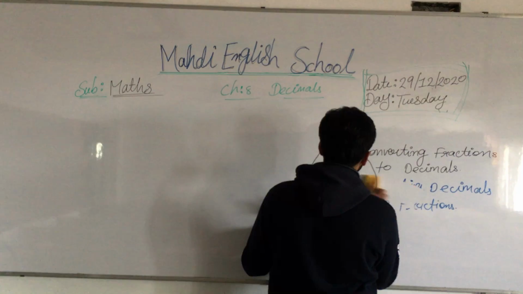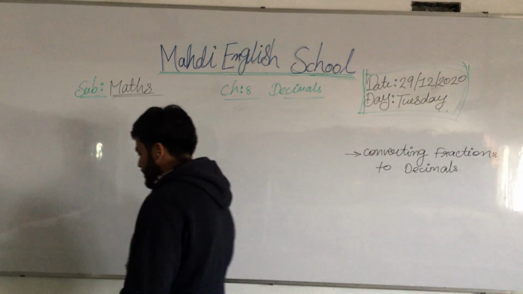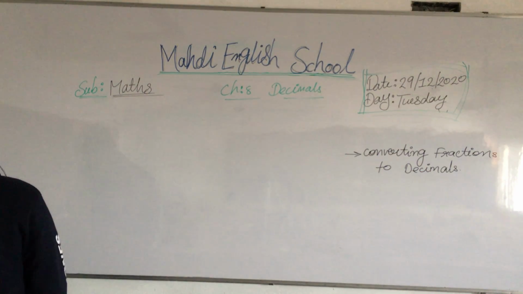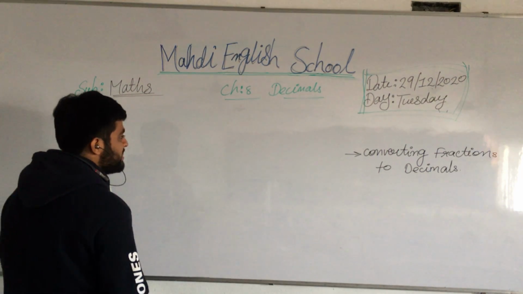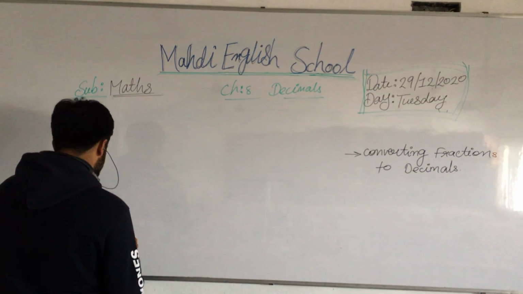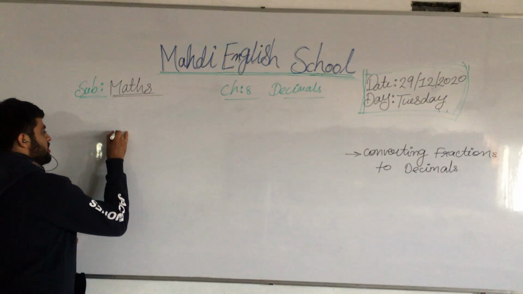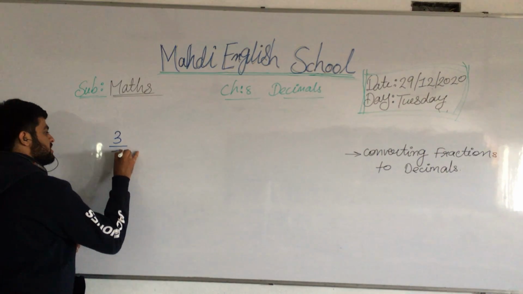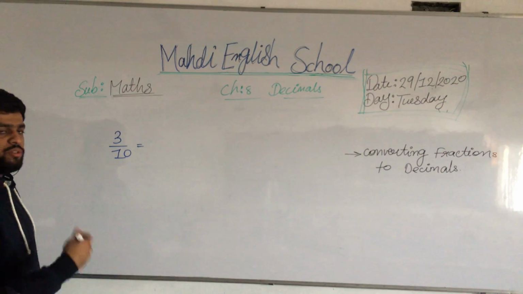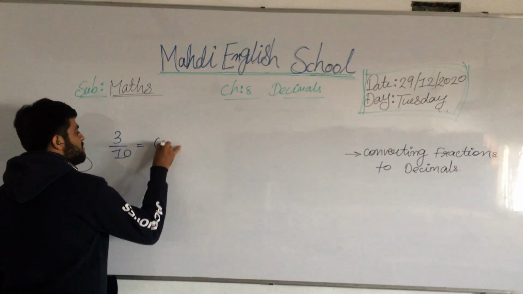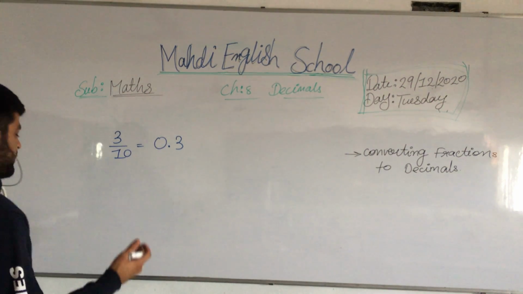So here we first do converting a fraction to a decimal. I am taking some examples here. So this is 3 upon 10. It's a fraction. Now we are going to convert it to a decimal. So it's 0.3. Understood? Got my points, my dear students?